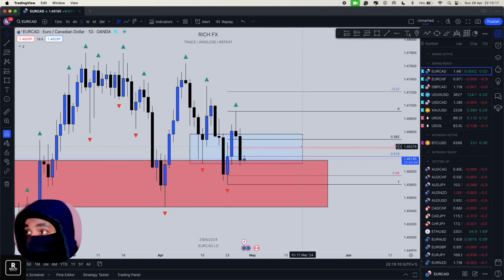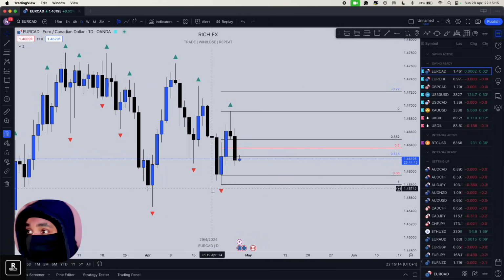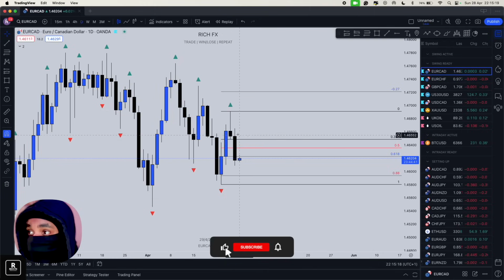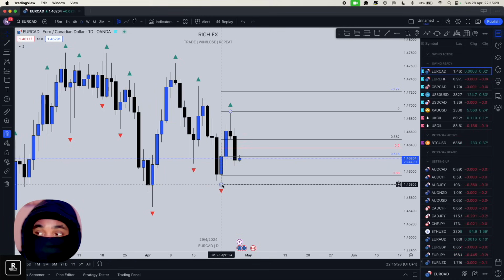Let me get rid of these boxes so you can see it. From the bottom of the impulse to the top of the impulse, we've got the correction. As you can see, price has touched and also surpassed the 38.2. So that's the extra confluence. The correction is still smaller than the impulse, so you can add that as the next confluence as well. So that's about 4 confluences at this point.